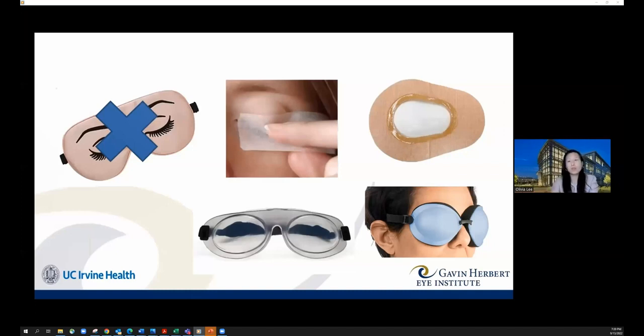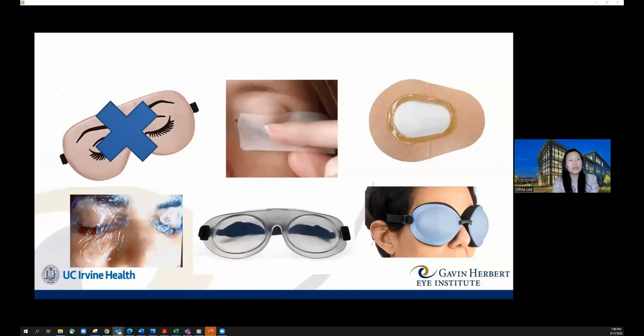Another option is what we call a moisture chamber. A moisture chamber can be achieved either with this type of sticker, kind of like a Band-Aid material, but then it has a clear plastic that vaults in front. So whatever moisture you apply on the eye, that moisture gets trapped there. The problem with these patches is it loses its stickiness, and so you can only use it for 1, 2, maybe 3 nights before you have to get a new one.